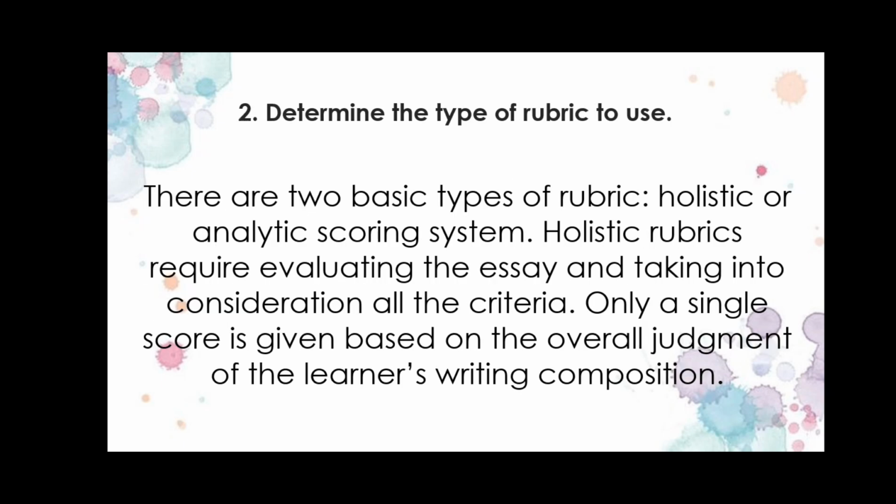Second is determine the type of rubric to use. There are two basic types of rubric, holistic or analytic scoring system. Holistic rubrics require evaluating the essays and taking into consideration all the criteria. So, pag holistic scoring system, kino-consider dito yung criteria na binigay ng teacher sa pagpapagawa ng essay. Only a single score is given based on the overall judgment of the learner's work.